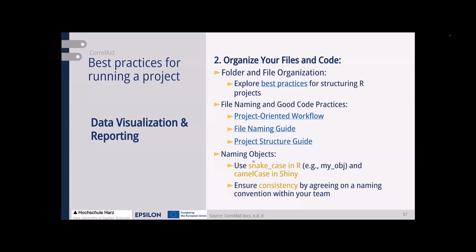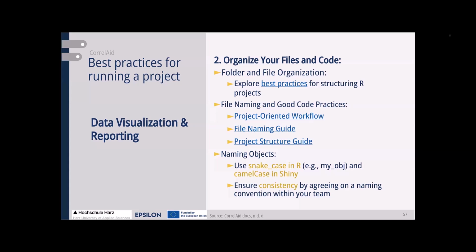And here is a so-called snake case in R, which is marked with a lowercase bar here, and the camel case in Shiny. So these are so-called best practices you should be aware of, or you should take into account when it comes to joint programming within one document.